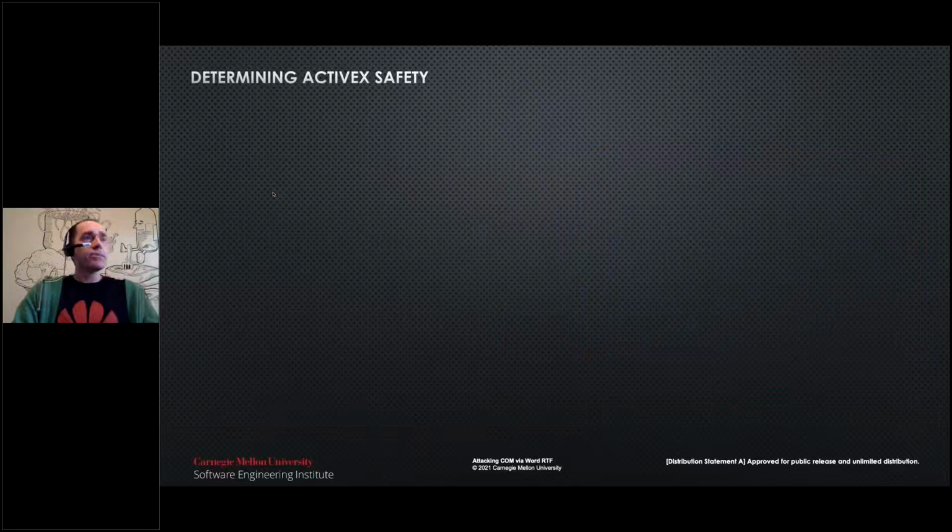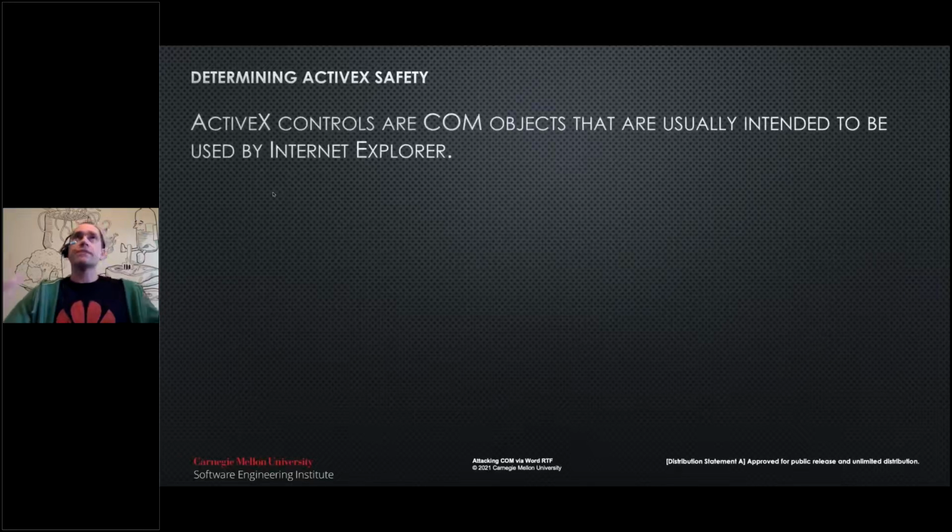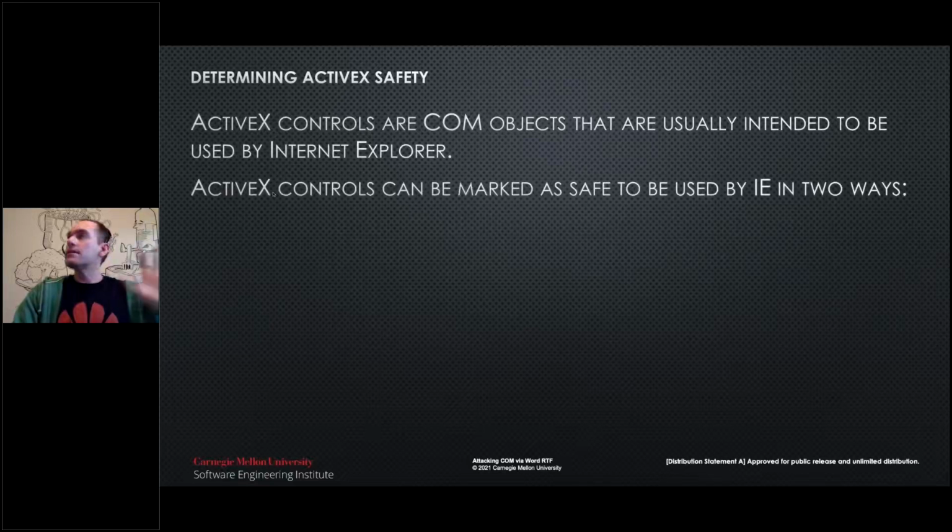Now, I mentioned in the prior slide that we have this ActiveX control that we are scripting. ActiveX controls and COM, the two terms can be used kind of interchangeably, but basically take a COM object as the generic term for it. ActiveX is something that's designed to be used with Internet Explorer.